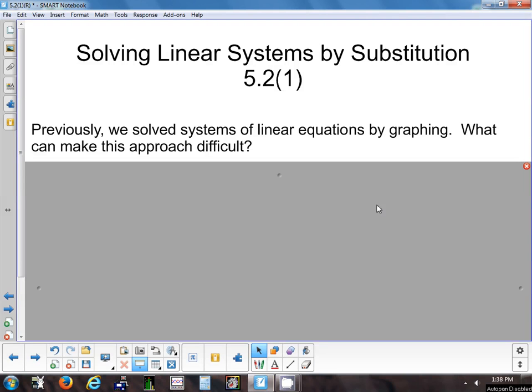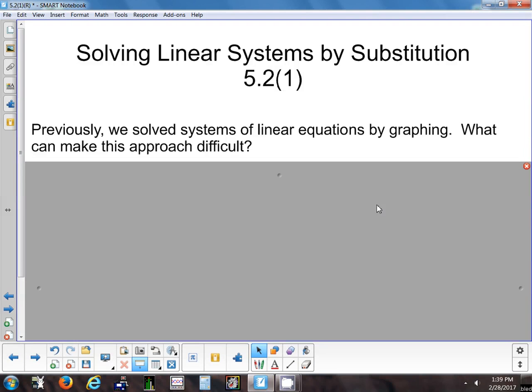All right, so my question is, what is difficult about graphing? Why could that approach be kind of hard to do? What makes graphing hard or time consuming? Yeah, if you had very, very big numbers, if your lines crossed when x was like 1,000, you're going to need a huge grid, right?